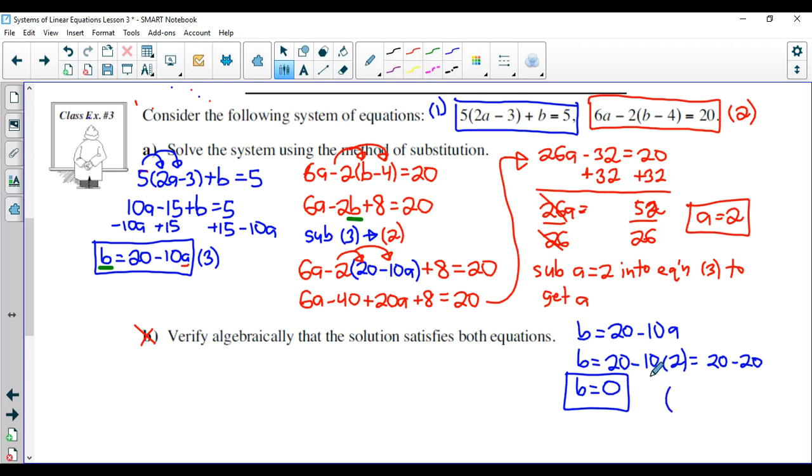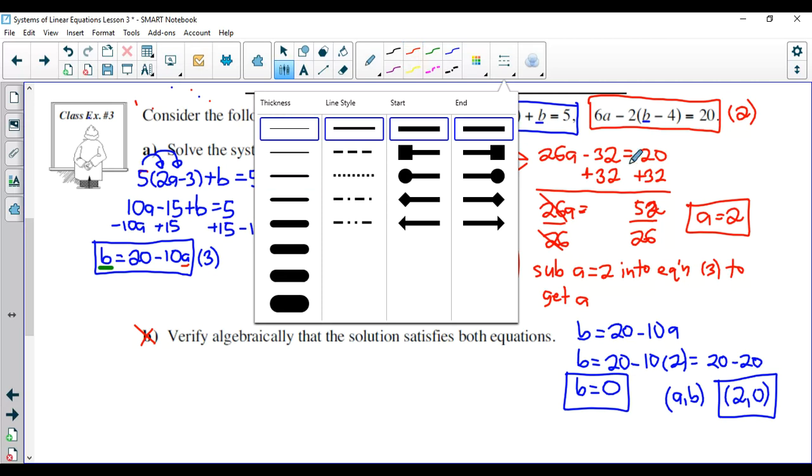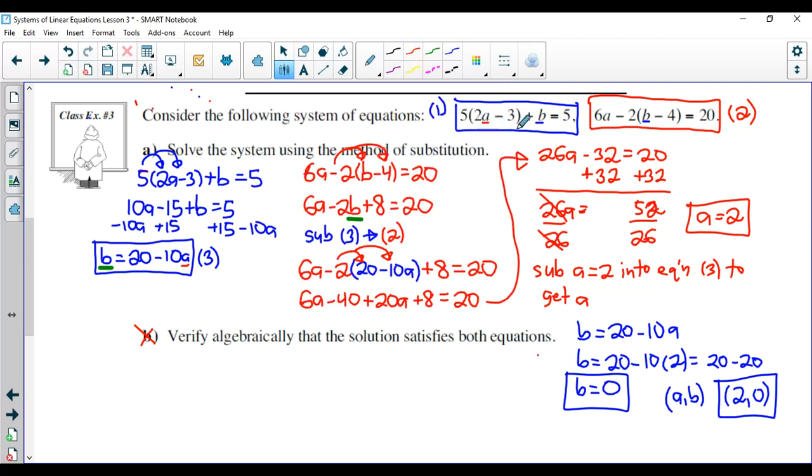Therefore, my intersection point, which is the solution of the system, well, it depends. If you write it as an ordered pair of a, b like this, it would be 2, 0 as my solution. And again, if you want to verify this, you just have to take the value of b, plug it into these two equations, take the value of a, same thing, plug it into these equations, and see if you can get both sides of the equation balanced. And if they do, it means that you did solve the system correctly.